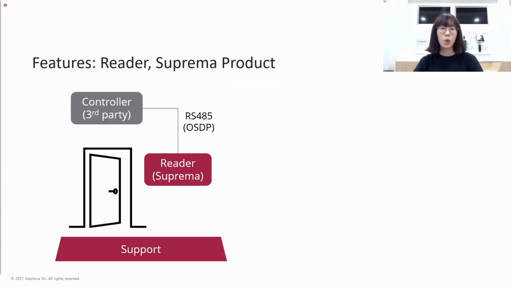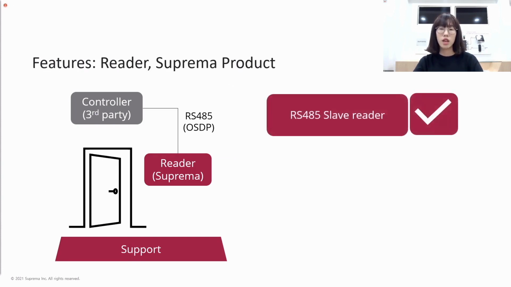Now, let me explain what features the Suprema devices as a reader have. The first is the slave device as a dummy reader. It does not store user information in device memory. Like other companies' OSDP readers, it is operated by the controller, sending the card to the controller when there is a card input in the normal state, and scanning the fingerprint when the controller requests a fingerprint input.